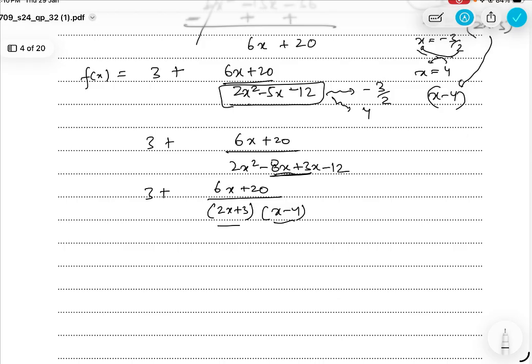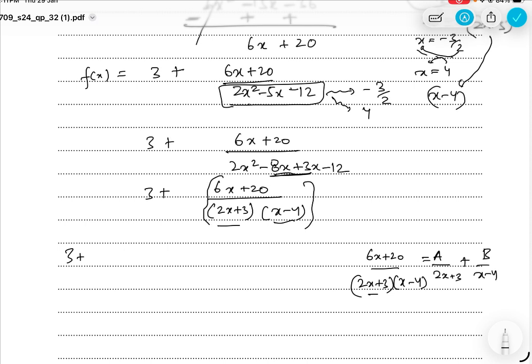Now partial fraction is very simple. All of us know how to do partial fraction. If you don't know, so this would be 3 plus, I'm taking this into partial fraction. So I'm doing this over here. It would be (6x plus 20) upon (2x plus 3)(x minus 4). We have many methods. We have Heaviside cover up method as well. But I am teaching you a simpler method today. A upon 2x plus 3 plus B upon x minus 4.